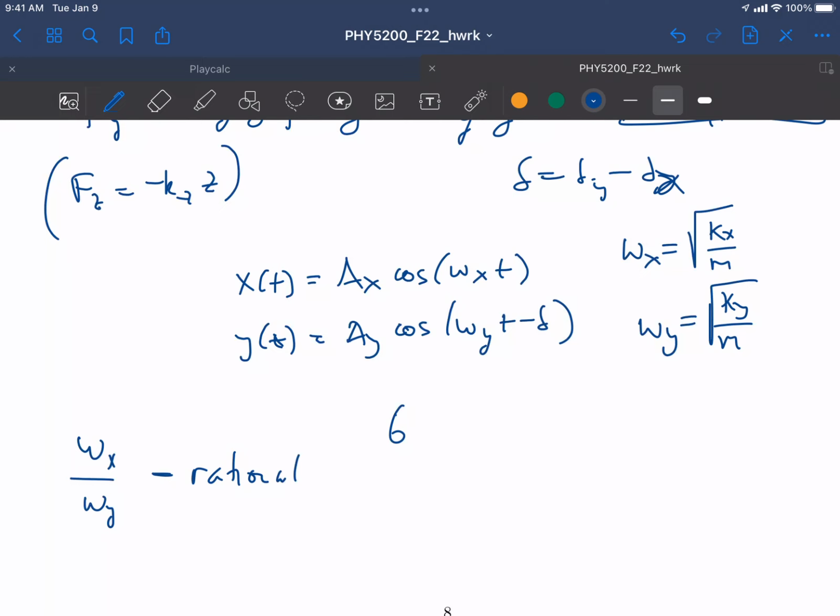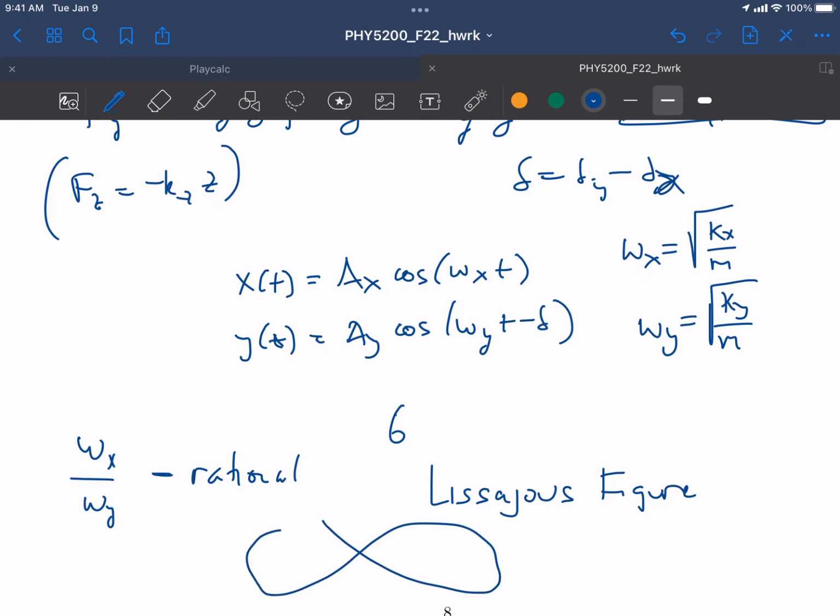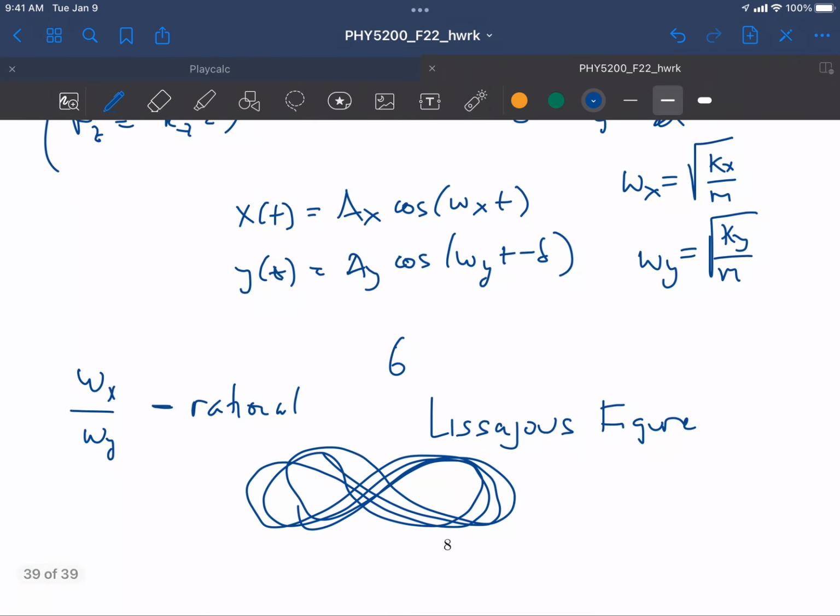An irrational number like pi has an infinite number of digits. If it's a rational number, then the motion will repeat, and you end up with things called Lissajous figures. I don't even know how to pronounce that. You can imagine, they are the motions of pendula. They can have all sorts of different interesting forms. But even in that situation, the motion will eventually repeat if omega x and omega y is rational.